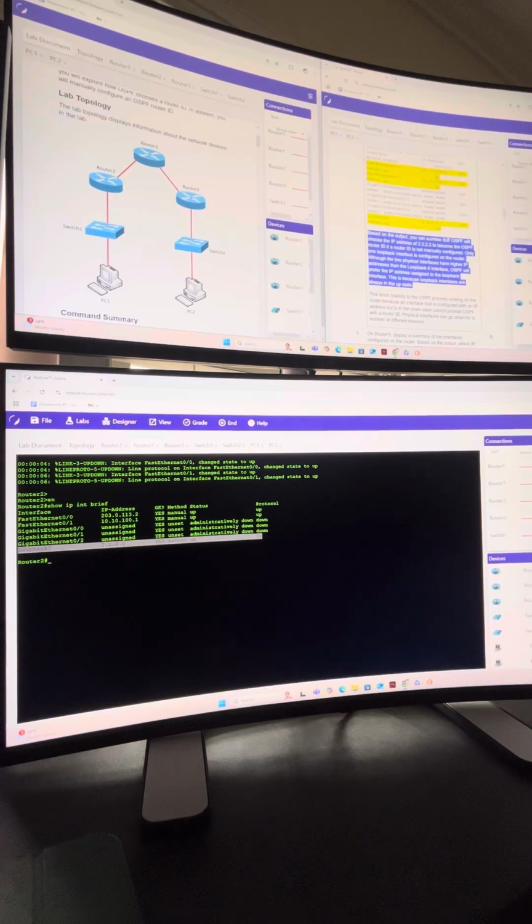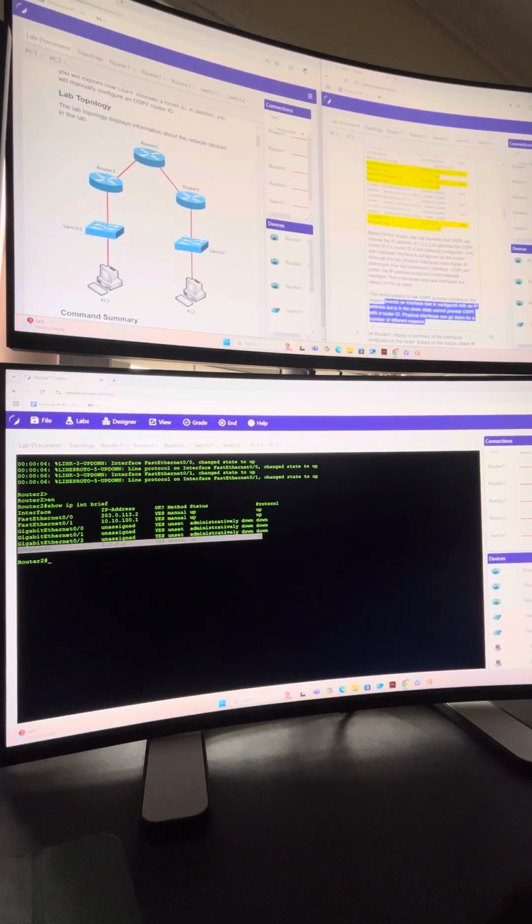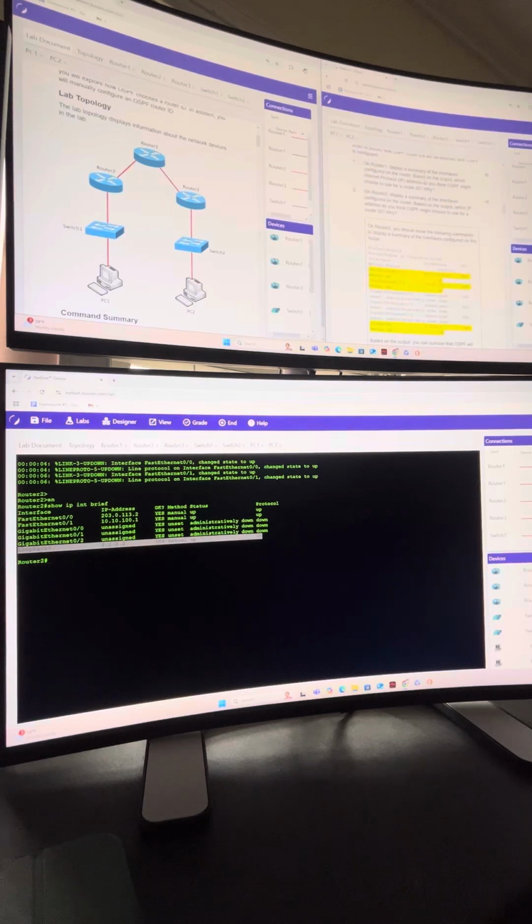This is because loopback interfaces are always in the up state. And it says, this lends stability to the OSPF process running on the router, because an interface that is configured with an IP address but in the down state cannot provide OSPF with a router ID. Physical interfaces can go down for a number of different reasons. So yes, that is exactly what I just explained, and we said that R2's address would be the one that OSPF would choose, and Boson just confirmed that. Okay, so let's go ahead and move on to number 3.